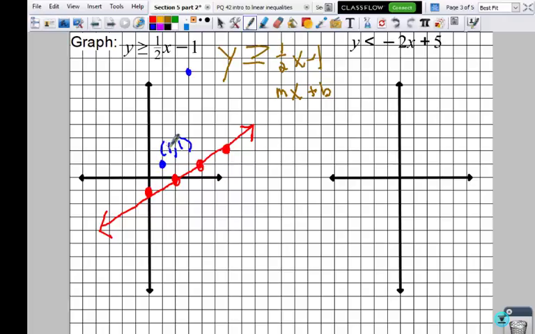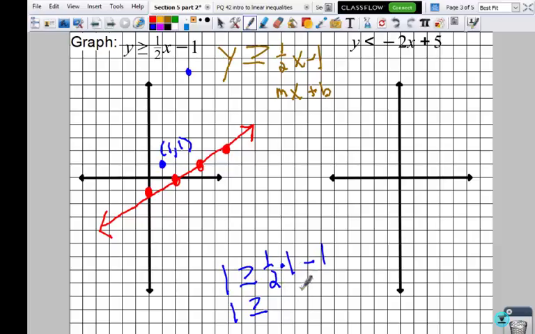Okay, so I'm going to plug in 1 for x, 1 for y into my equation, and I'm going to see is it true or is it false. So 1 greater than or equal to 1/2, and then there's a times in between the 1/2 and the x, right? Times 1 minus 1. Alright, so I'm going to have to go through and do the math. 1 is greater than or equal to 1/2 times 1.